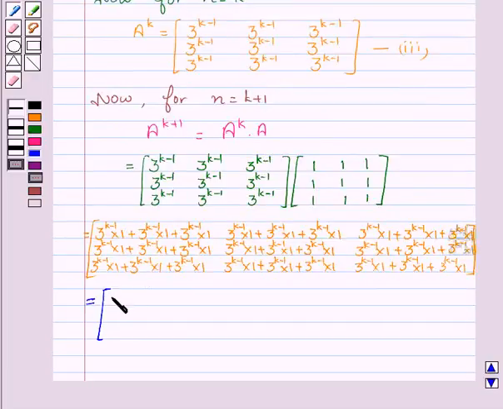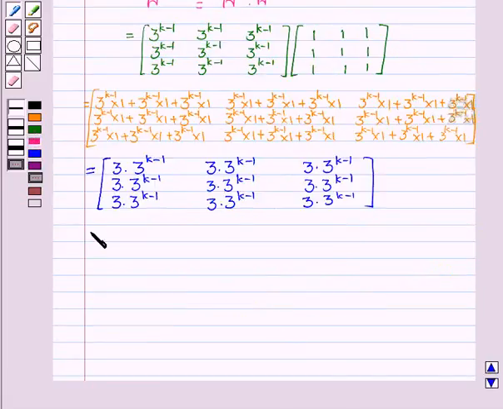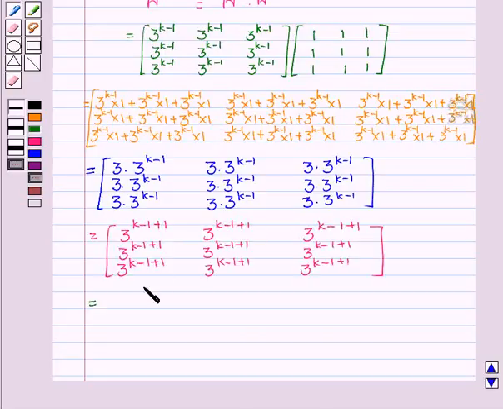This can be written as 3 into 3 to the power k minus 1, 3 into 3 to the power k minus 1, 3 into 3 to the power k minus 1, and similarly we'll write for the second row and third row. This is equal to 3 to the power k minus 1 plus 1, which is 3 to the power k, in every entry of the matrix. Similarly for the second and third rows, every entry is 3 to the power k.